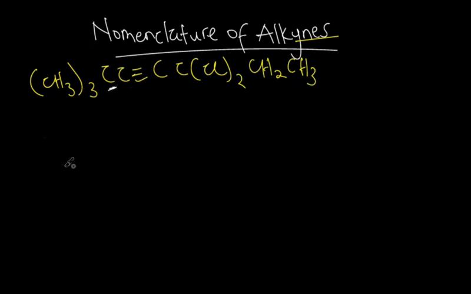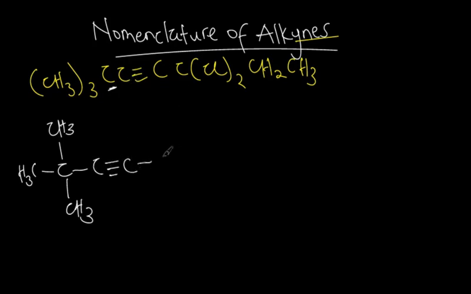So we have this carbon bonded to 3 methyl groups. So we have CH3, CH3, and we have another CH3 here. Then this is the carbon bearing the triple bond, bonded to another carbon which has 2 chlorine atoms, bonded to another CH2, and then CH3.